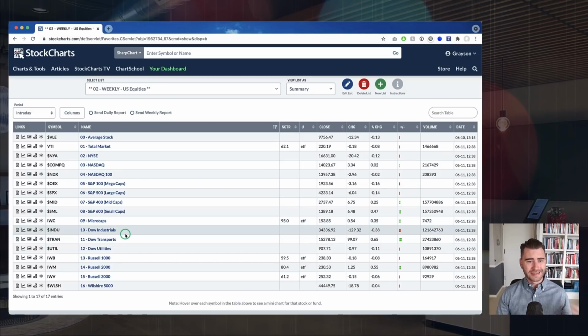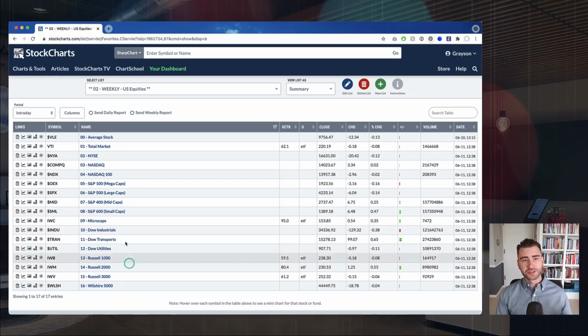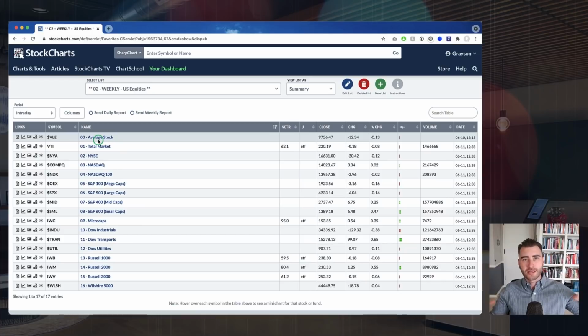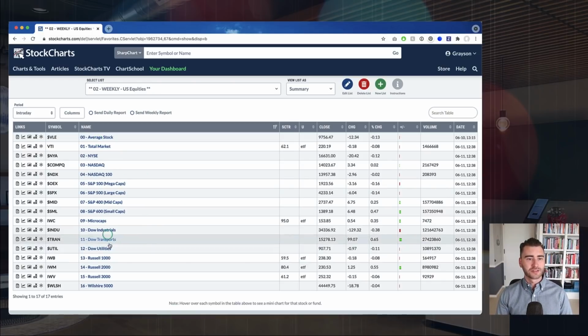From there, I've got some of the Dow groups, Dow Industrials, Dow Transports, Dow Utilities, and then some of the Russell indexes as well. And I finished up at the bottom with a very, very broad index, kind of similar to the total market index at the top. I finished up with the Wilshire 5000. That's the ticker symbol for that there, which is a very, very broad index. But anyway, so this is kind of the structure of the primary U.S. equities lists that I have.